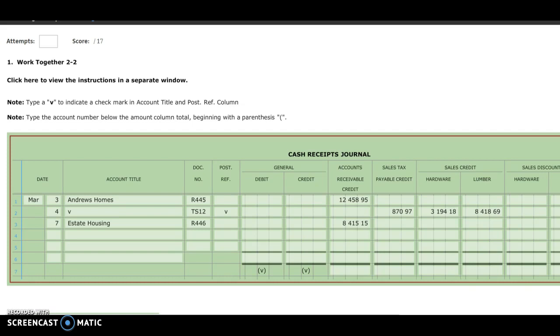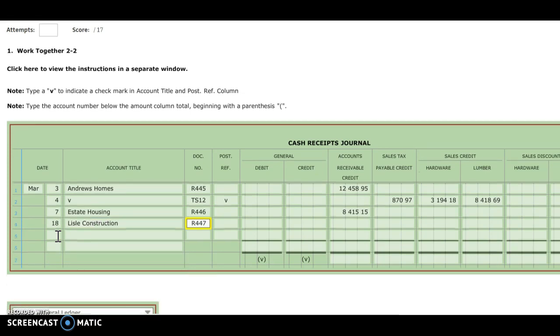On the 18th, we received a check from, is it Liesel Construction for hardware on sales invoice 435 for $2,473.61, less credit memorandum 45 for $325.51, and then less a discount, receipt number 447. Okay, so I'm going to put in my date first. It is the 18th, and this is coming from Liesel Construction, and we are using receipt 447.